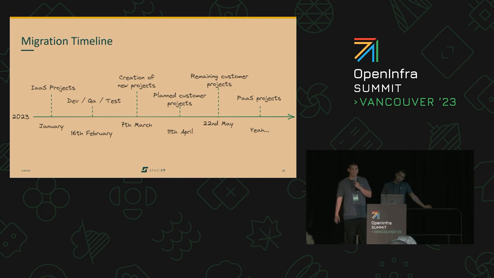Afterwards, in April, we did the migration of all the planned customer projects. I think we had 6 weeks of planned customer migrations, and we did all of them by ourselves afterwards. Right now, we are still waiting for different past projects to migrate their own stuff, because they have some complex cross-project setups which need to be migrated by themselves.